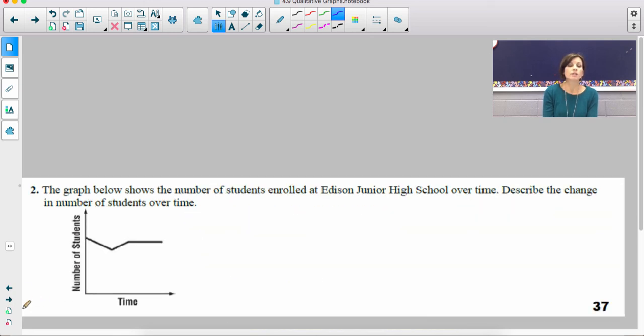All right, your turn. Your 3 sentences to end this video. The graph below shows a number of students enrolled at a junior high over time. So you don't know if it's through one school year, through multiple school years. It doesn't matter. You need to show that the junior high starts there, it decreases here, it increases here, and that it stays the same. So you're looking for 3 to 4 sentences to end this video.